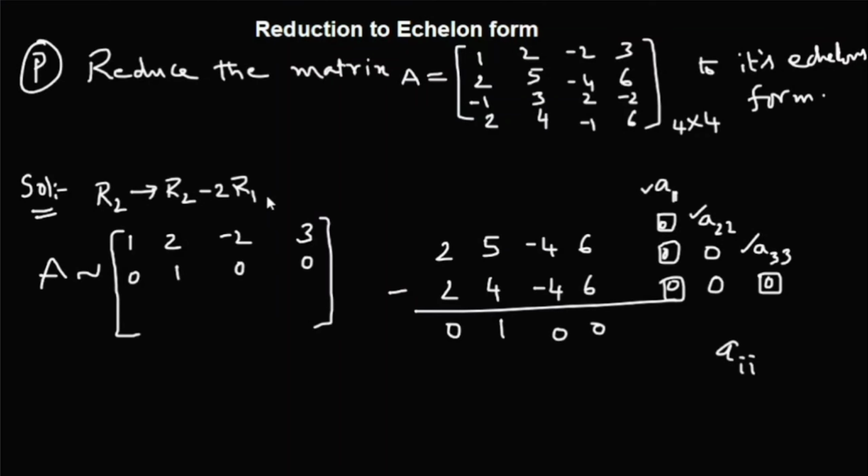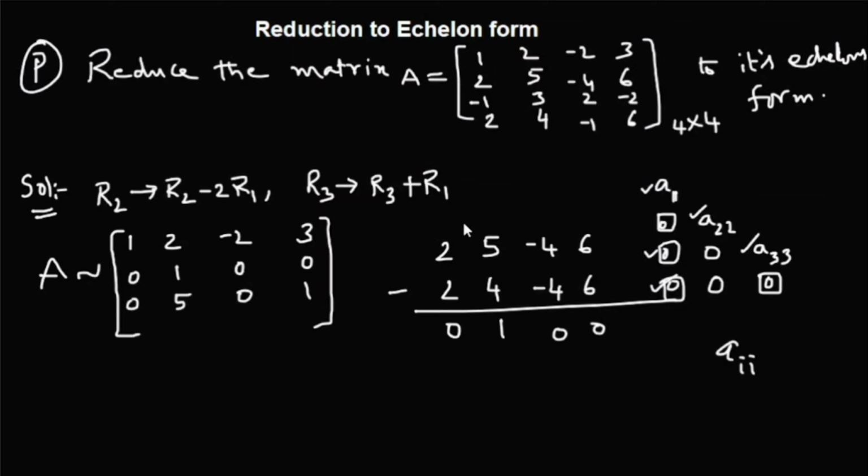Right. Now, next thing is, we have to get 0 and 0 here also. So how to get 0 here? We add this minus 1 and 1. We have to use R1 only, remember. So we are going to make changes to R3. So it is R3 plus R1. If you add R3 and R1, you will get 0 here, right? So 0, 3 plus 2, 5, 2 plus minus 2, 0, minus 2 plus 3, 1.